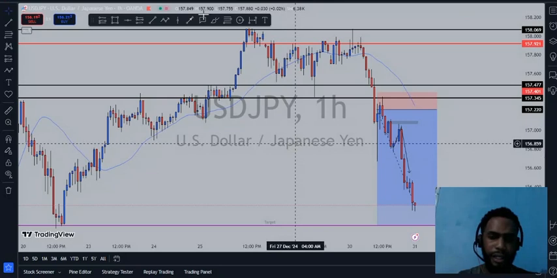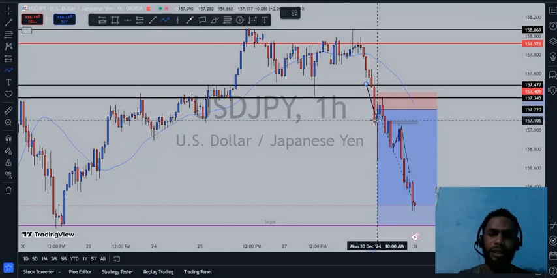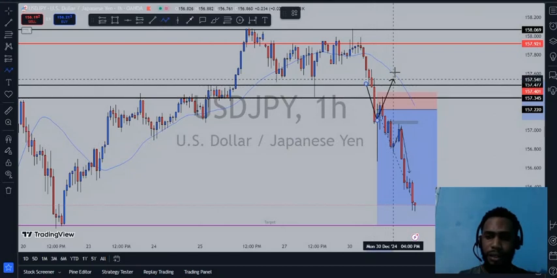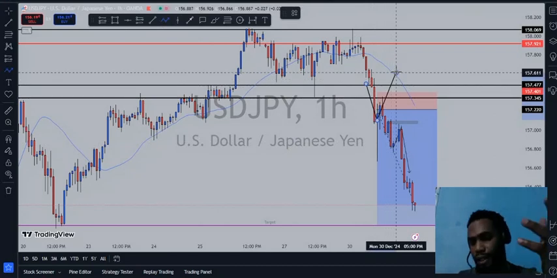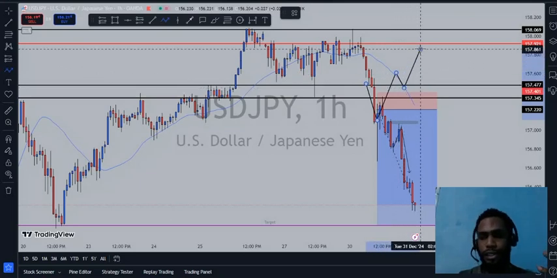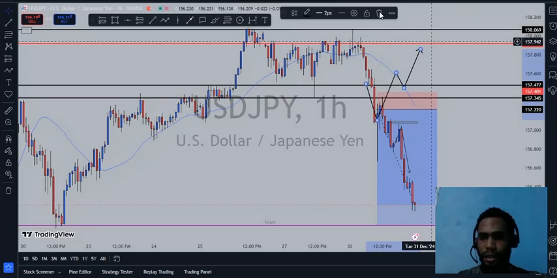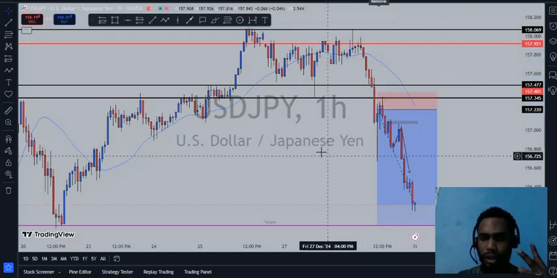Why we wait for the retest is that most of the time when the market breaks out of a strong support level, the market might just reverse back into the support level and continue to push higher, right? So this is why it's important to wait for a retest when the market breaks out of a support level or a resistance level. So how I got into this trade, I used two confluences.